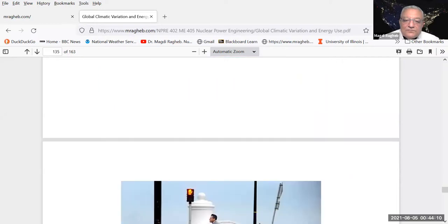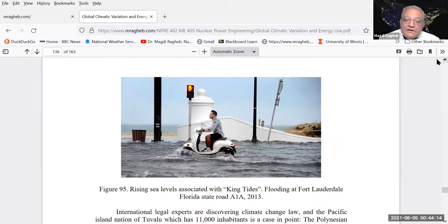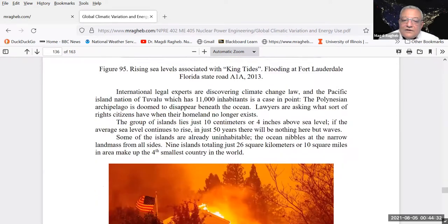I invite you to read more about it. Florida would be underwater. And in fact, people who live in Florida already feel the effect. The rising sea levels are associated with what are called king tides. And this is Fort Lauderdale in Florida. In 2013, you could see that the water had invaded the coastal areas of the city.